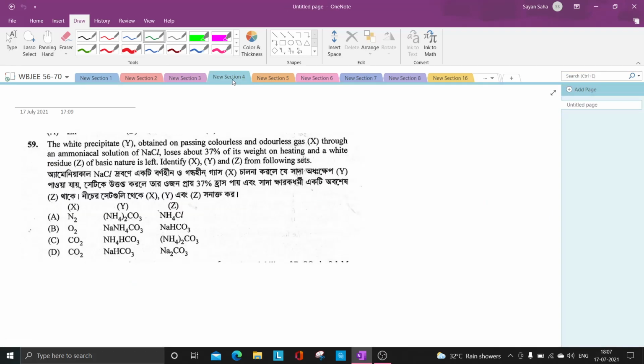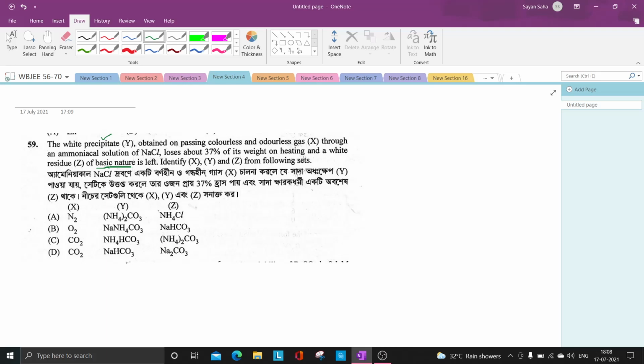So now let us come to question 4. This is also a very simple question. The question is a big bit, but it is simple, because you know that when you heat a white precipitate, it gives a white residue, basic in nature. So basic in nature, you know that it will be a salt of some basic, what can I say, alkaline earth metals or alkali metals, right?